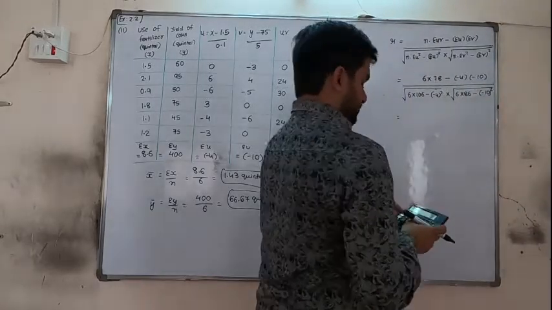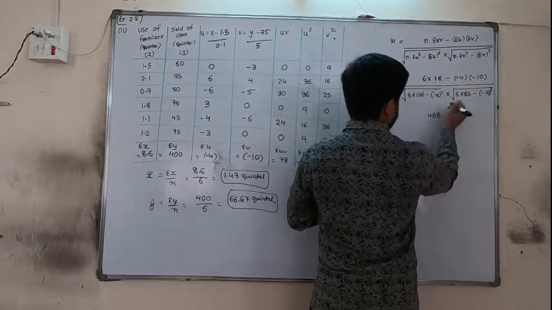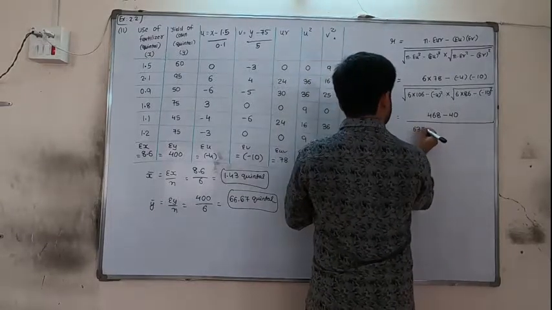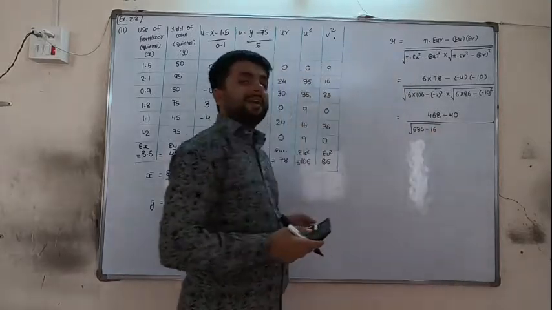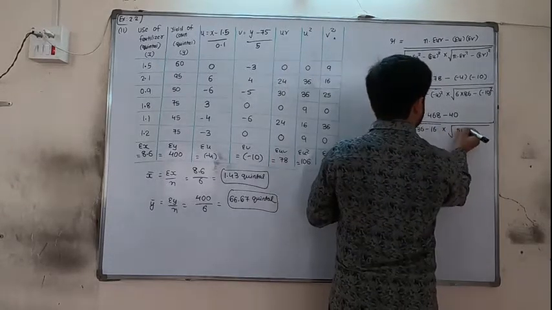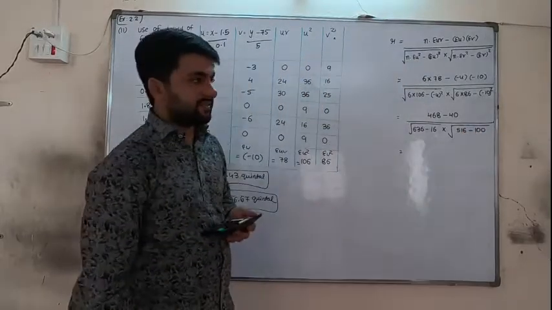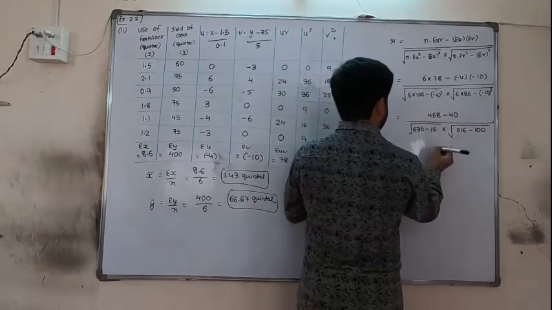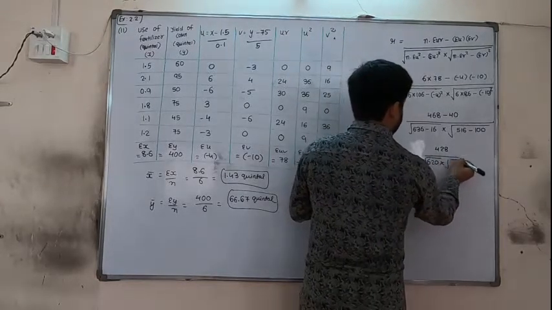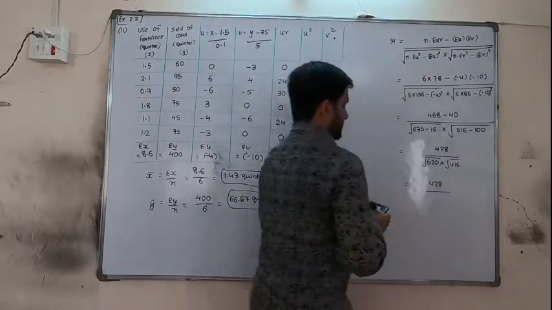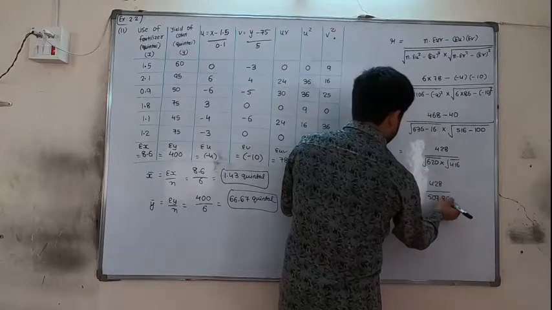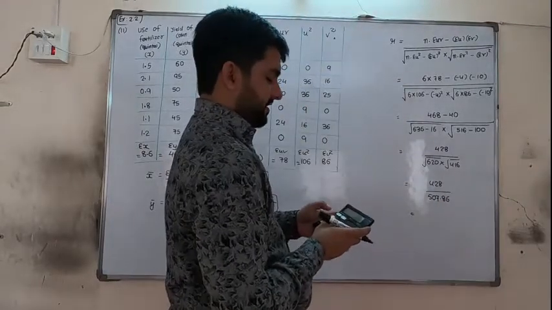So 78 into 6 is 468. Now there are 3 minus signs, so the sign will be minus: 4 tens are 40. Then 106 into 6 is 636, minus 16 because minus 4 square is plus 16. And 86 into 6 is 516, minus 100 because minus 10 square is plus 100. Now 468 minus 40 is 428, 636 minus 16 is 620, and 516 minus 100 is 416. So 428 divided by the square root of 620 into 416, which is 507.86.